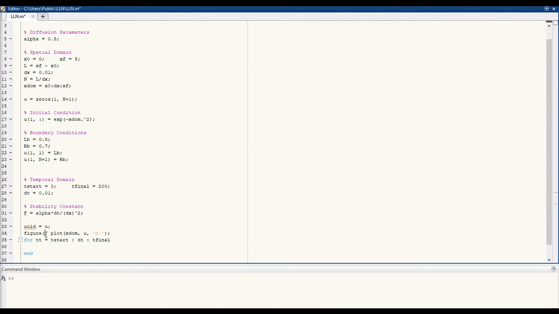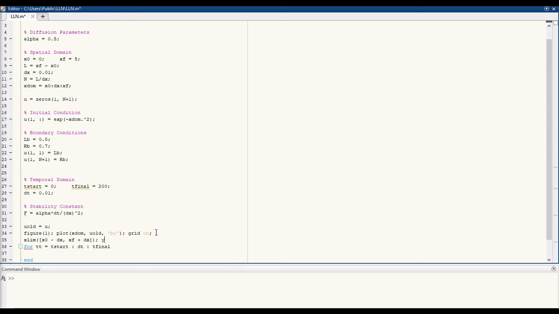So we're going to assign it a figure number to be a little bit cleaner. We have our x domain, and let's change this to u old. And let's graph that in a blue circle so it's a little bit easier to see on the graph. And also let's do a grid. So grid on. Let's change our limits. So x limits on our graph is going to be equal to, let's do x0 minus dx to x final, what did I call it, xf, plus dx. So that's going to be our x domain.